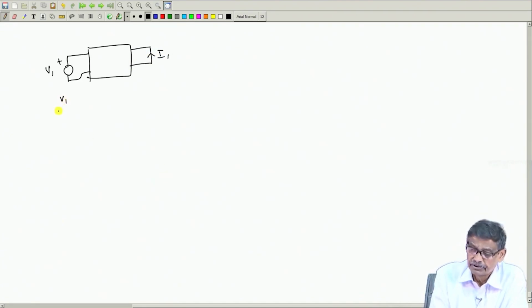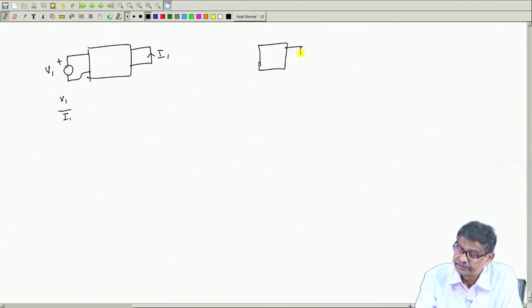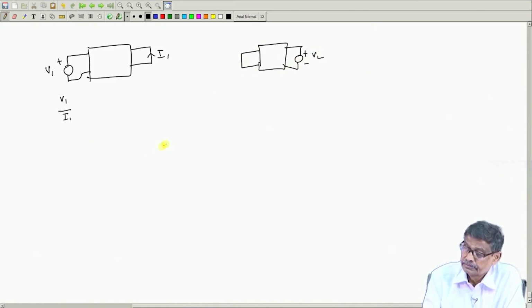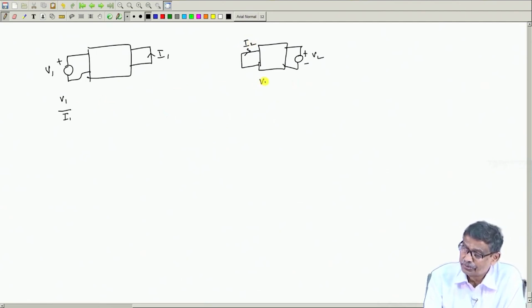Calculate this ratio V1 by I1. Now, what I am telling is, if you excite the same network keeping the voltage polarity same with V2 and short it, and take this current to also be I2, then there is no conflict. Then V1 by I2 should be equal to V2 by I2. Current is coming in here, and here also current is coming in.